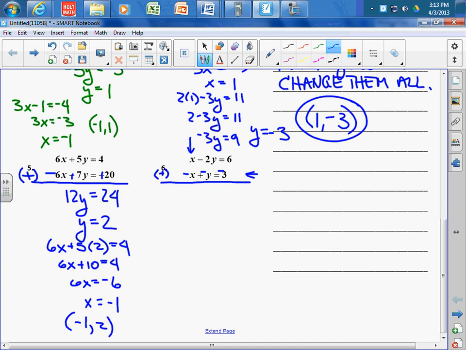Negative 2y plus negative 1y is negative 3y. 6 plus negative 3 is positive 3. Y equals negative 1.